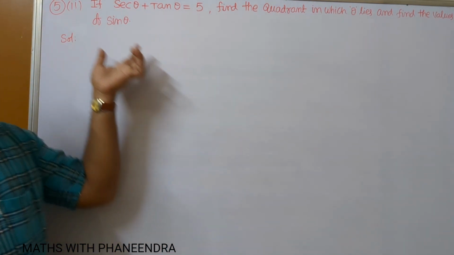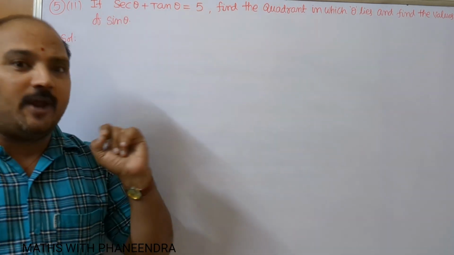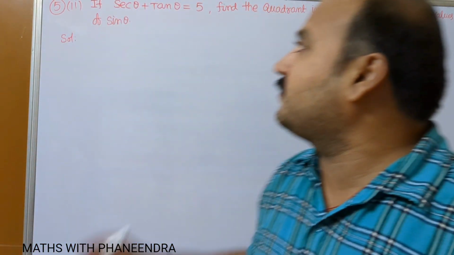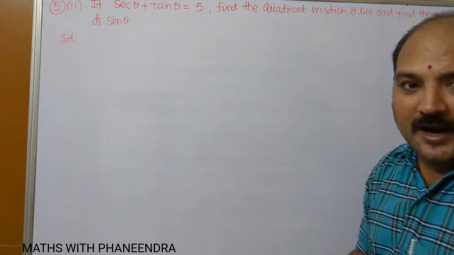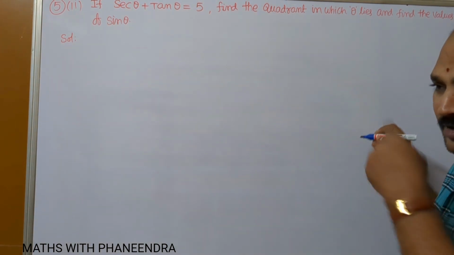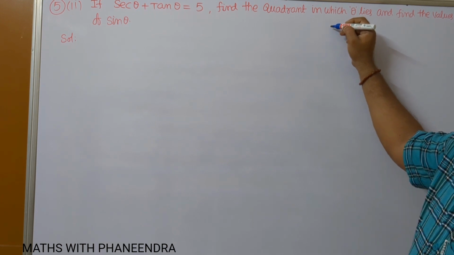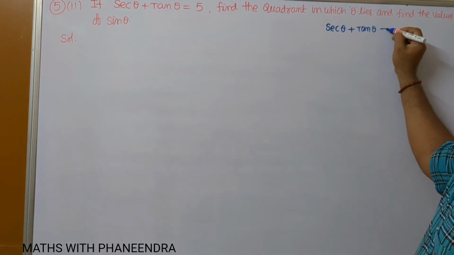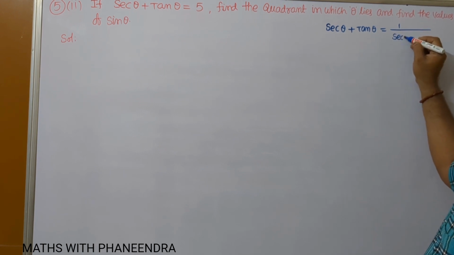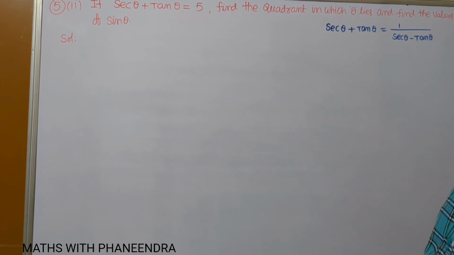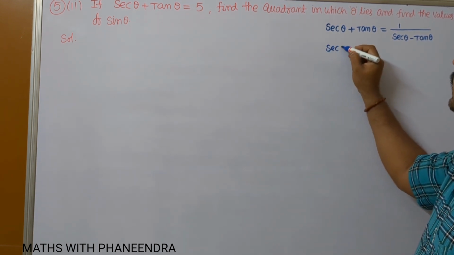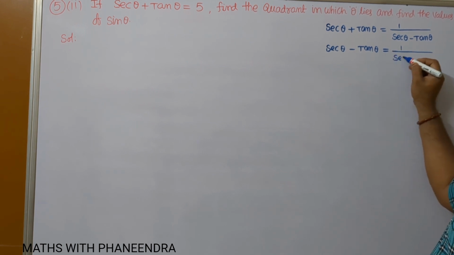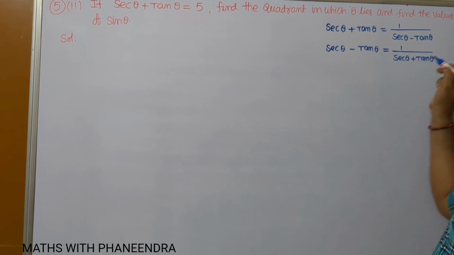The next question. If secant theta plus tan theta equals 5, find the quadrant in which theta lies and find the value of sine theta. Here, one of the identities in trigonometry, the second identity, secant square theta minus tan square theta equals 1. From that, secant theta plus tan theta equals 1 by (secant theta minus tan theta), and vice versa: secant theta minus tan theta equals 1 by (secant theta plus tan theta). Okay, dear students, now come to the question.